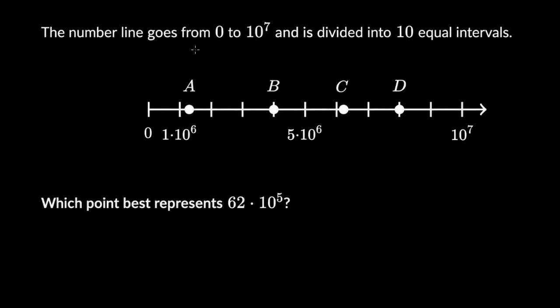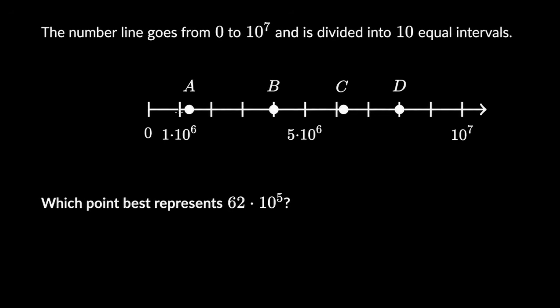The number line goes from 0 to 10 to the 7th power and is divided into 10 equal intervals. All right. Which point represents 62 times 10 to the 5th? Pause this video, have a go at that. All right, so let's see what's going on here.